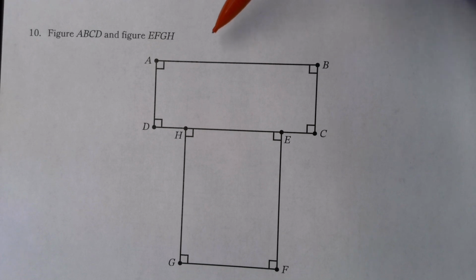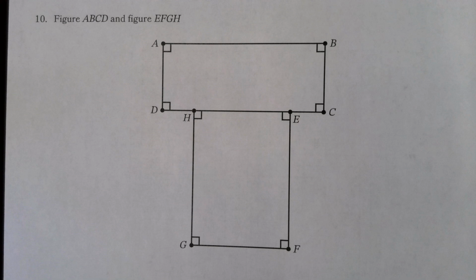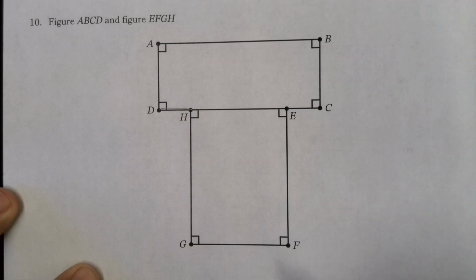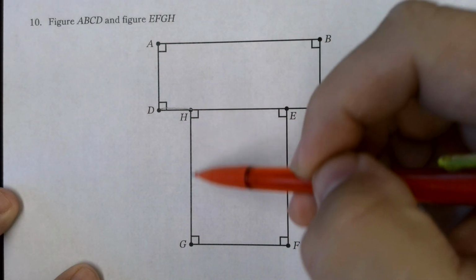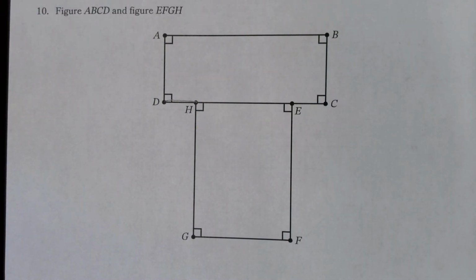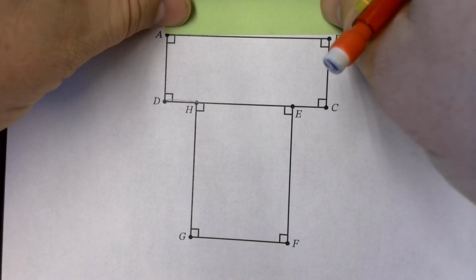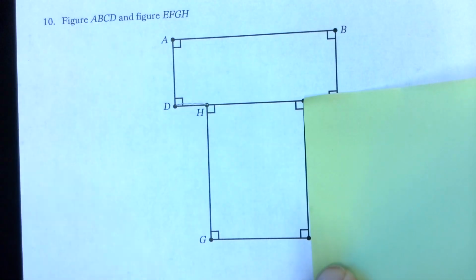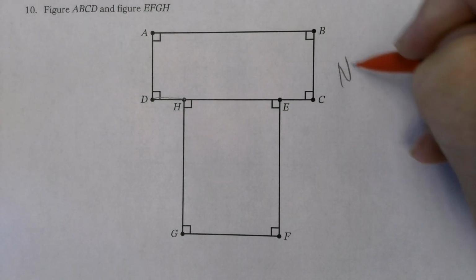On this last figure, which is actually 10, we went backwards to 10. If I translated along DH and then rotated 90 degrees around point H, these would not match up because we have different measurements. Even again, using the sticky note, I got almost the whole sticky note, right? If I measured that up here and lined that up, definitely not the same size. So these would not be congruent.